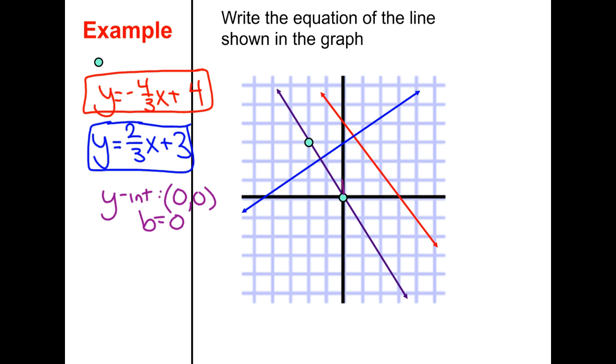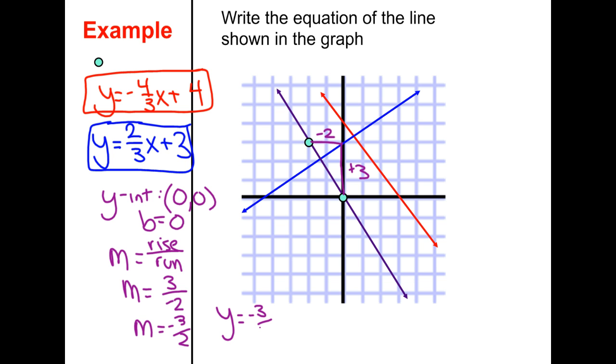I'm going to go up 1, 2, 3, so that's plus 3. Then you go left 2, so negative 2 to the left. Again, remember our slope, m equals rise over run. So m equals positive 3 over negative 2. Simplify that, m equals negative 3 halves. So when we write this into our equation, y equals negative 3 halves x plus 0. Well, I can simplify that more. I don't need to write the 0. So simply, y equals negative 3 halves x.